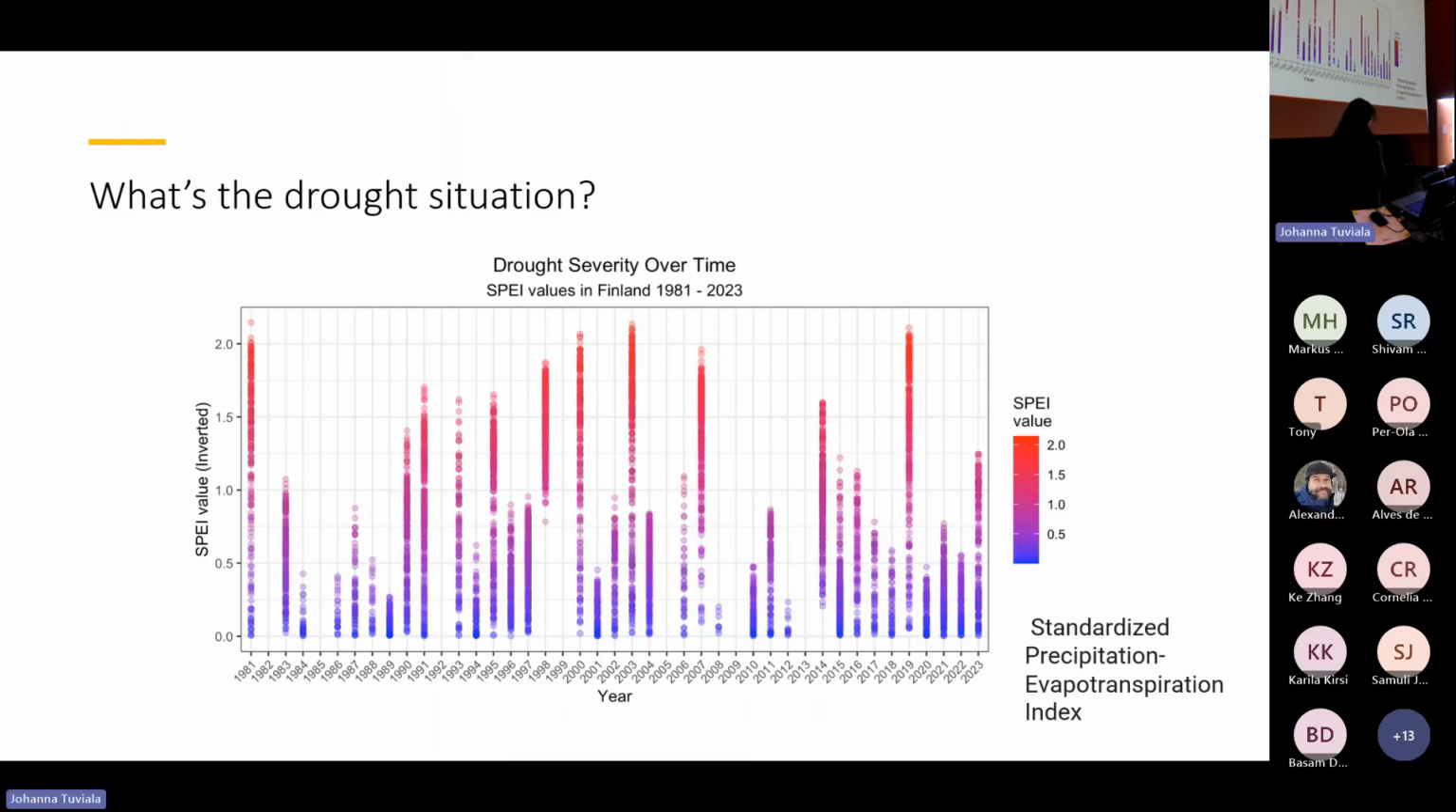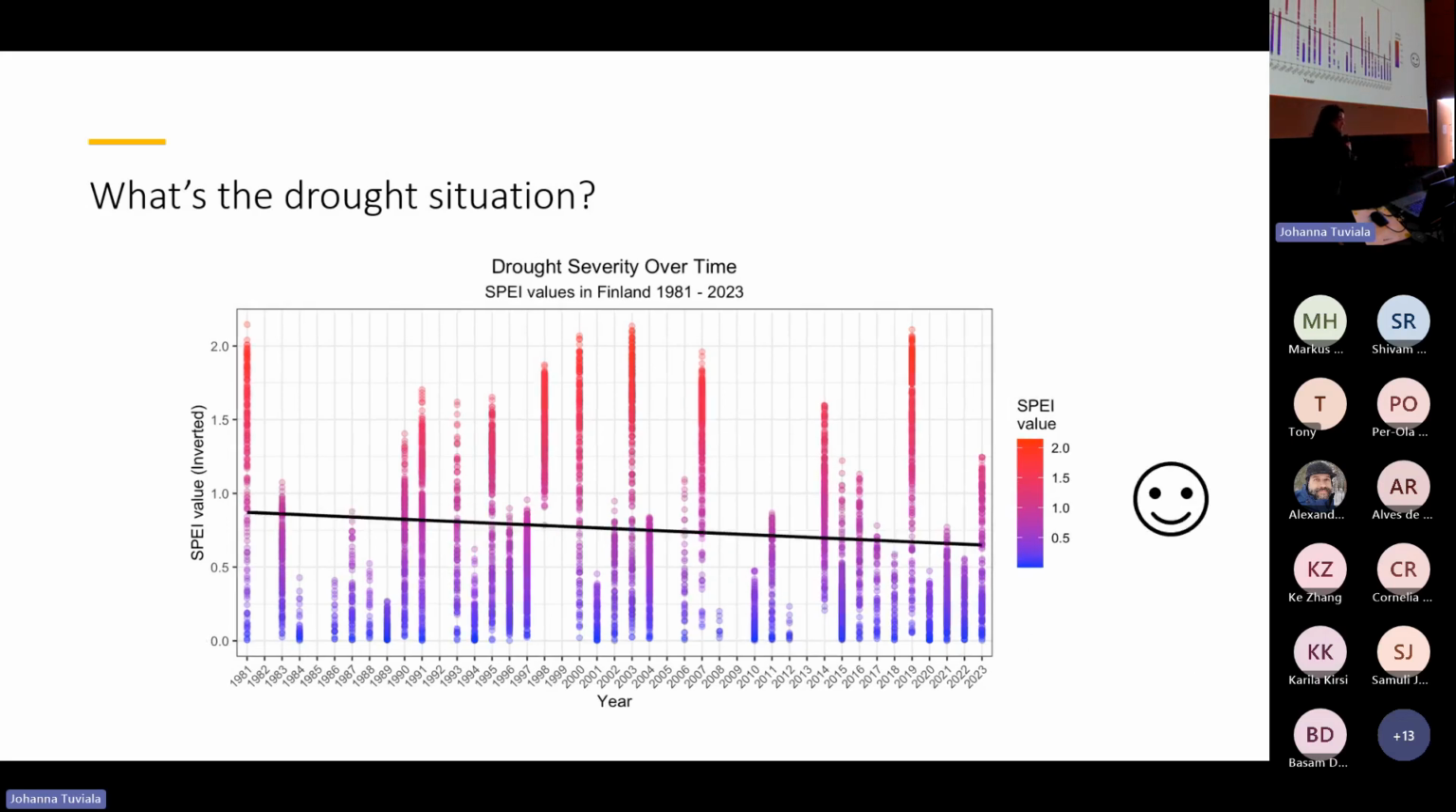This is the drought situation in Finland over time, from 1981 to 2023. This is looking at SPEI, the standardized precipitation evapotranspiration index. There are a lot of different drought indices, but this one's pretty good because it also takes into account the effect of temperature. So this is what's going on.